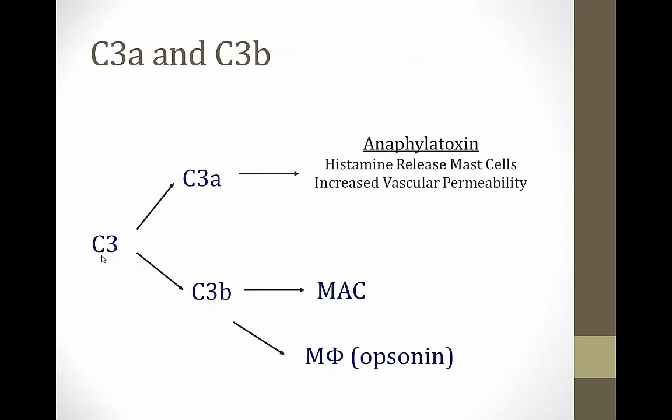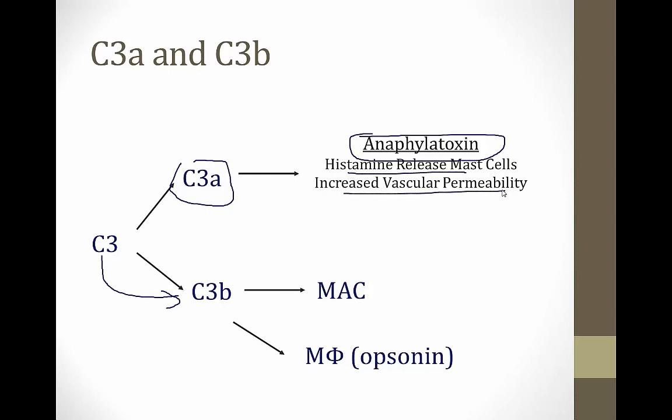When C3 is converted to C3b, it splits off a small molecule called C3a, and C3a has some effects on the immune system of its own. C3a is called an anaphylotoxin, and that's because it's been shown to stimulate histamine release from mast cells and increase vascular permeability, and it may be a component that leads to anaphylaxis.